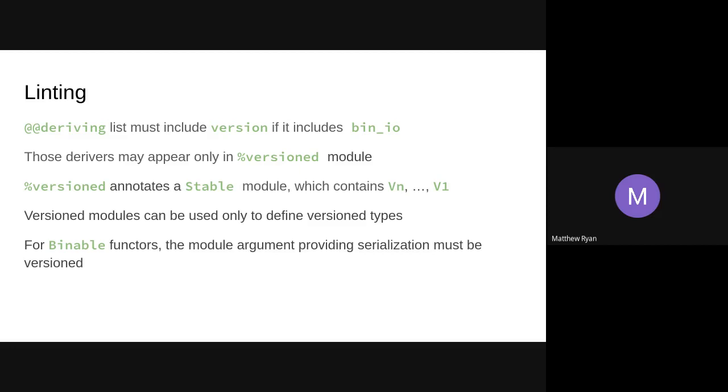Inside the version annotated module, you can only have modules named Vn for some version number n, and version modules can only be used to define version types. For binable functors, as we saw before, the module argument providing the serialization must be a versioned module.